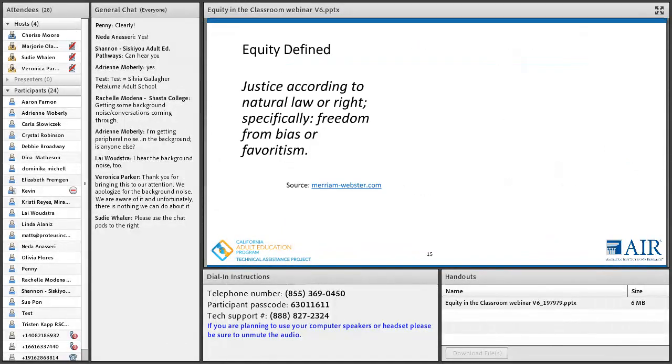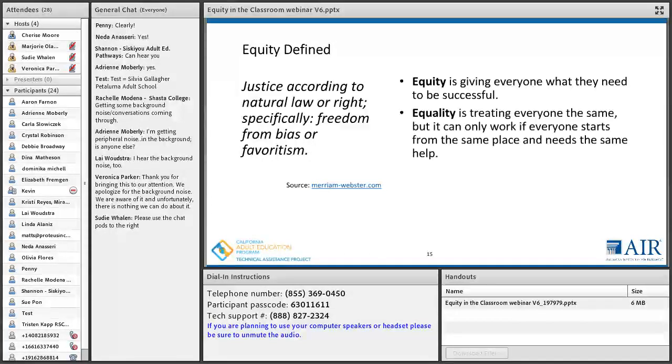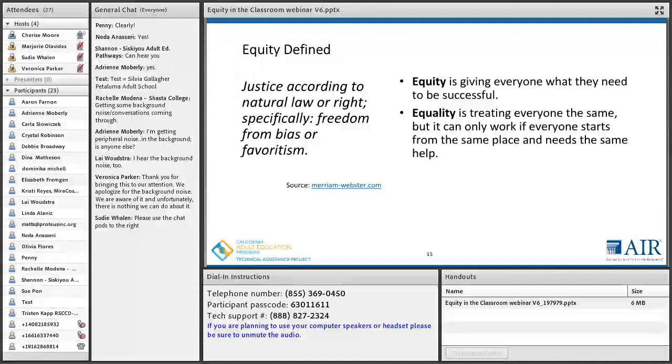Okay, so this is the way in which equity is defined, and for Webster's it talks about ensuring that there's freedom from bias and favoritism, and there's justice and fairness according to natural law and the rights. It is really giving everyone what they need to be successful, and often it's confused with equality. When I ask this question, I've done a presentation on equity before, and I've flipped the definition piece with the images, because often the first thing that comes to mind is people say, well, it's giving everybody the same thing, and it's not that, as you saw in those images.